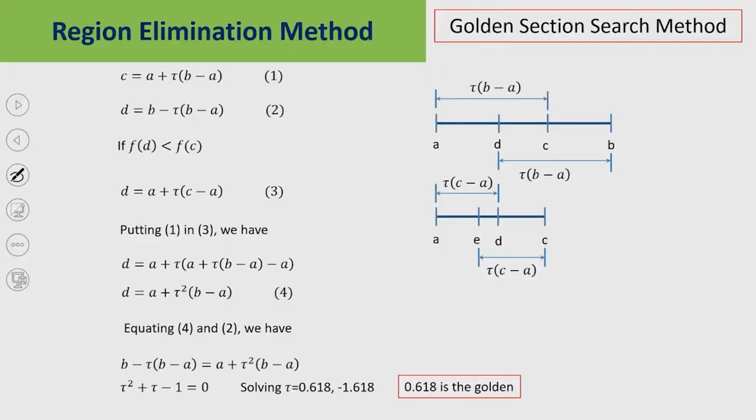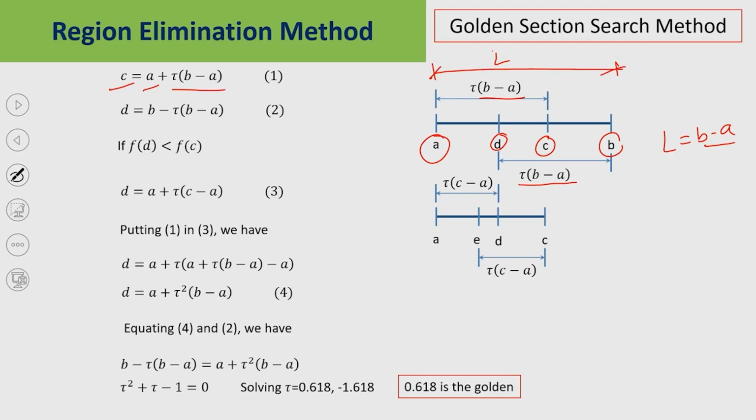So, let me explain this part. Now, in the figure, A and B are the end points, and the length between A and B is your L. Now, I have taken 2 points here, that is C and D. The length L is nothing but B minus A. Now, for the point C, the distance between A and C is tau times B minus A. So, therefore, I can write C equal to A plus tau times B minus A, is it not?